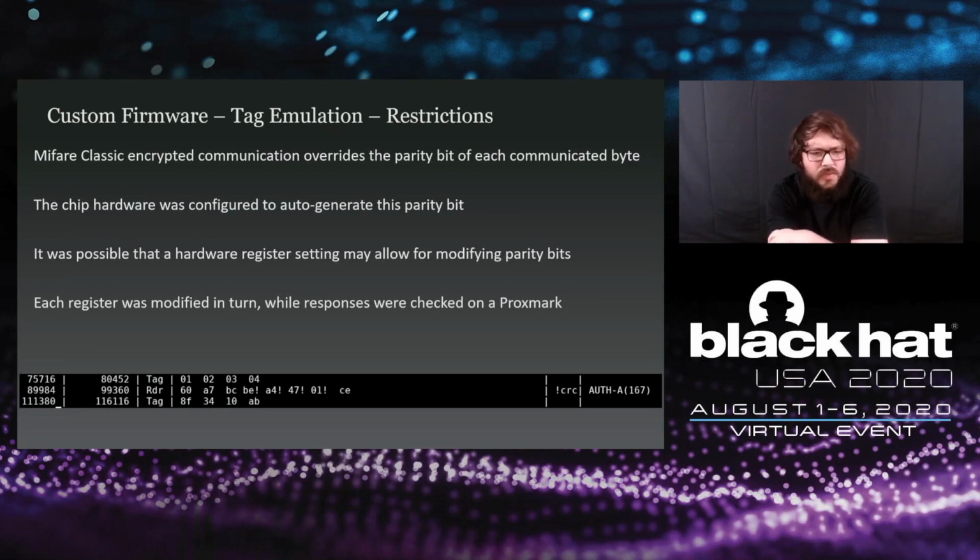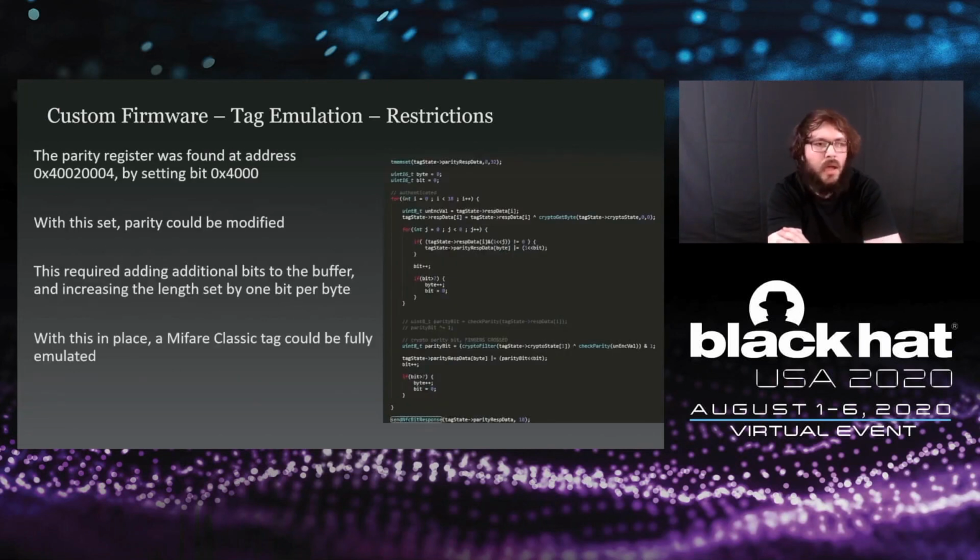I modified each register used by the hardware in turn and saw if any responses were changed. Now, it had a few interesting outcomes, like it increased the sizes of the responses in weird ways, or added strange CRCs I'd never seen before, which all seemed to have some functionality which was unrelated to what I was trying to find. However, I found address 4002.0004 by setting bit 4000. I could modify the parity bits as needed.